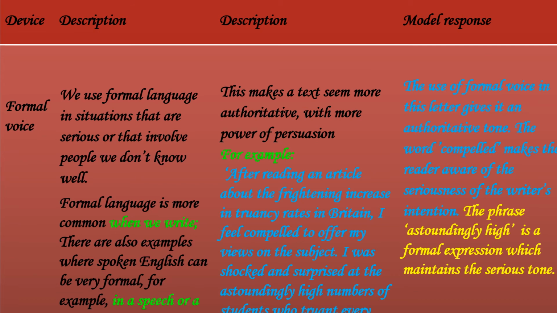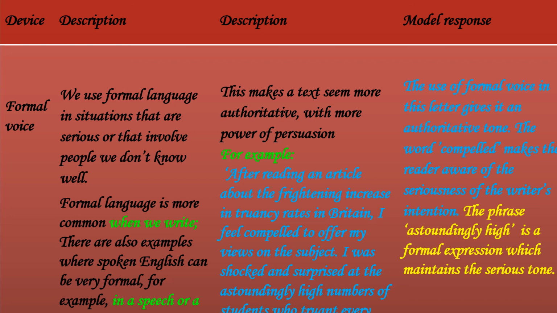Formal voice. We use formal language in situations that are serious or that involve people that we do not know well. Formal language is more common when we write. There are also examples where spoken English can be very formal, for example, in a speech or a lecture. The use of formal language makes a text seem more authoritative, with more power of persuasion.